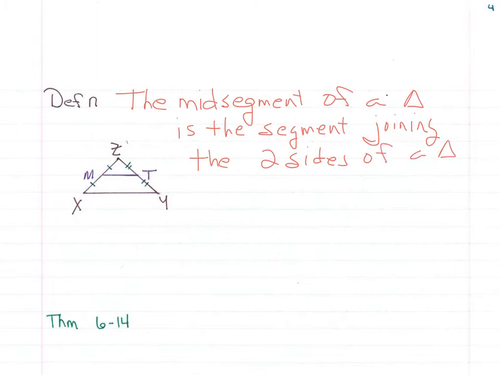Okay, so the mid-segment is a segment that joins the midpoints of the two sides. I left that out. The midpoints of the two sides. Okay, so here, segment MT is the mid-segment. So M is the midpoint of XZ, and T is the midpoint of ZY. And then the final theorem, again, I think on your note card you had a lot of these all together on one note card. They were combined.